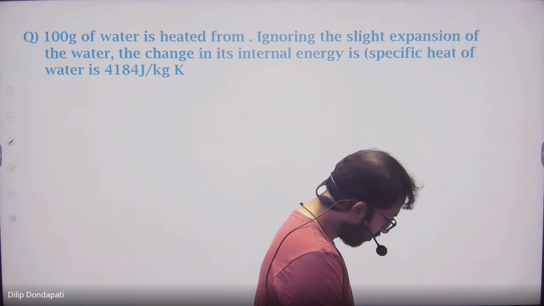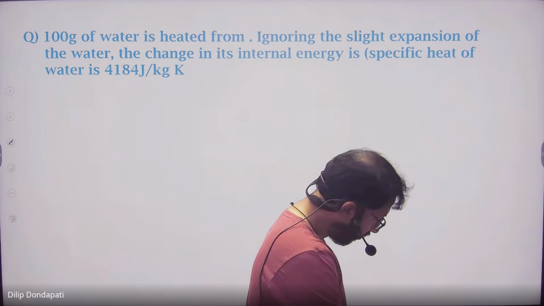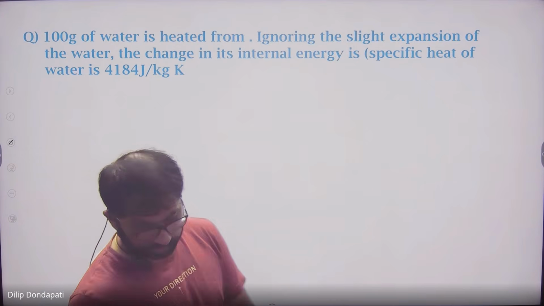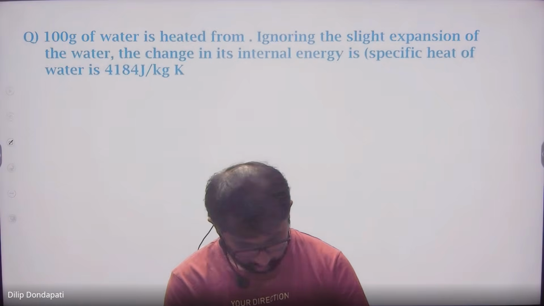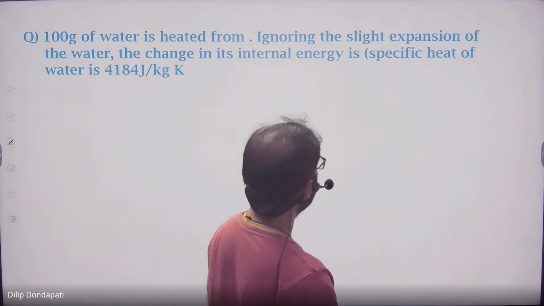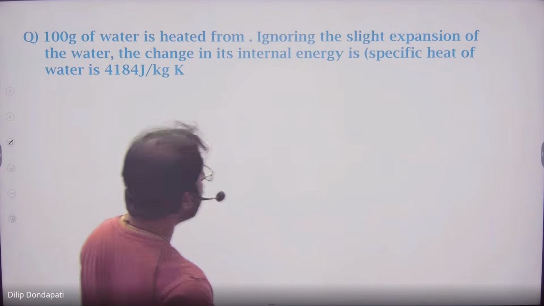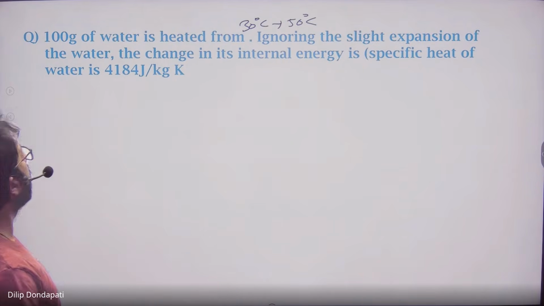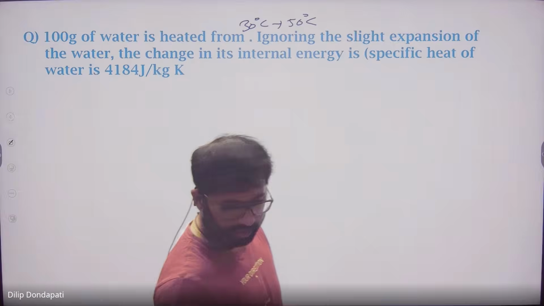I want the answer in kilojoules. From what temperature to what temperature is it heated? 100 grams, from 30 to 50 degrees Celsius. Heated from 30 degrees Celsius to 50 degrees Celsius. Ignoring the slight expansion, the change of internal energy will be how much? Can you give options once? No, don't give options, just do it. I want it in kilojoules. So 8.4.